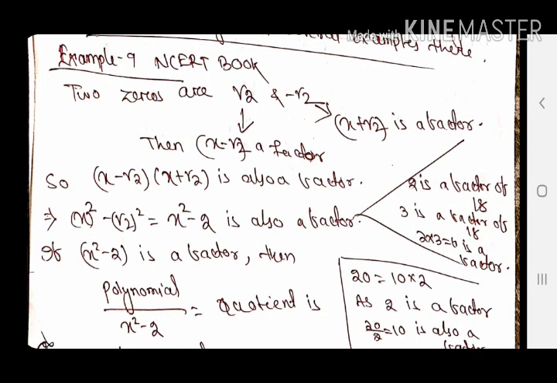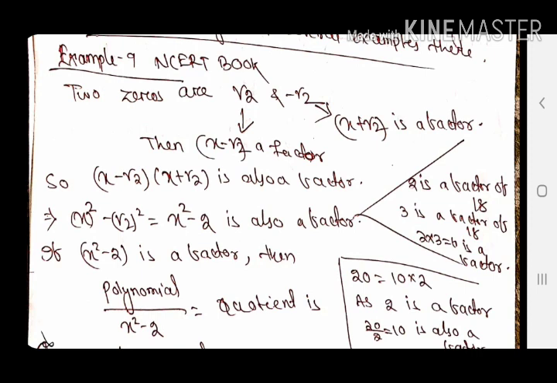Then we will solve one example, that is example 9 of the NCERT book. So 2 zeros are minus root 2 and root 2. Then find all the possible factors of the given polynomial. So now we will solve it. Solution. There are 2 zeros, root 2 and minus root 2, and we know if root 2 is a zero, what will be a factor? Think, pause the video and think. If root 2 is a zero, dash is a factor.